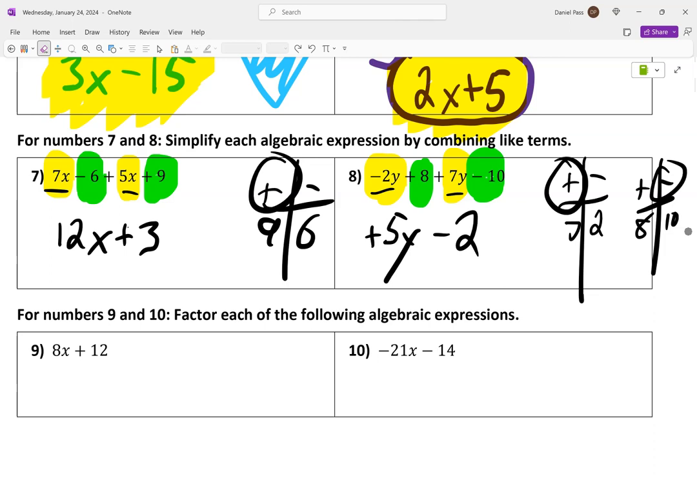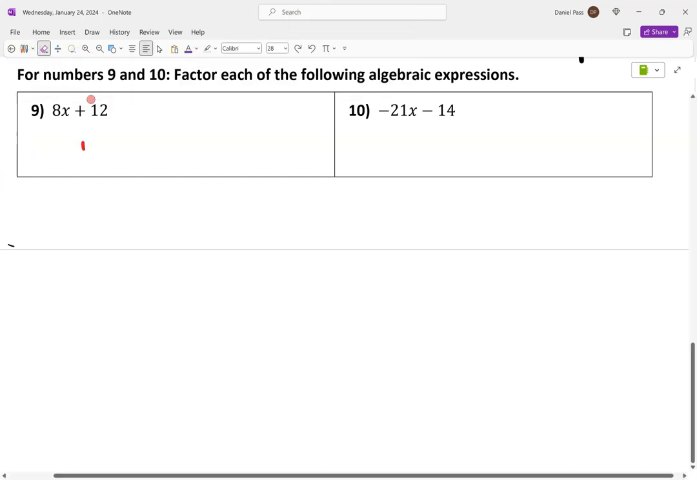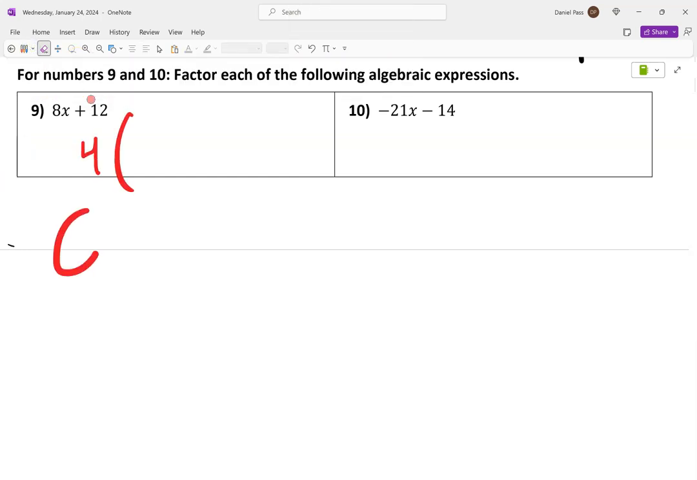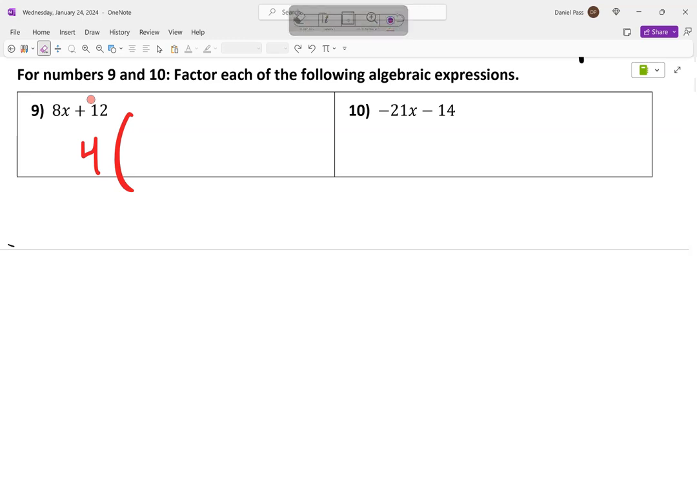Perfect. Okay. Now we need to factor. Jeopardy. What can we divide 8 and 12 by? 4. Right. We could do 2 also, but we're going to do 4, because 4 is the greatest common factor. Okay, we don't have any negatives to worry about. Yay. So we divide 8 by 4 is 2. We divide 12 by 4 is 3. Easy.